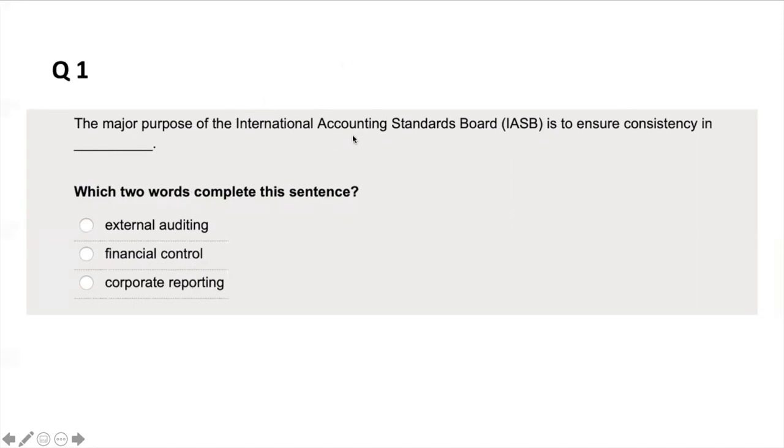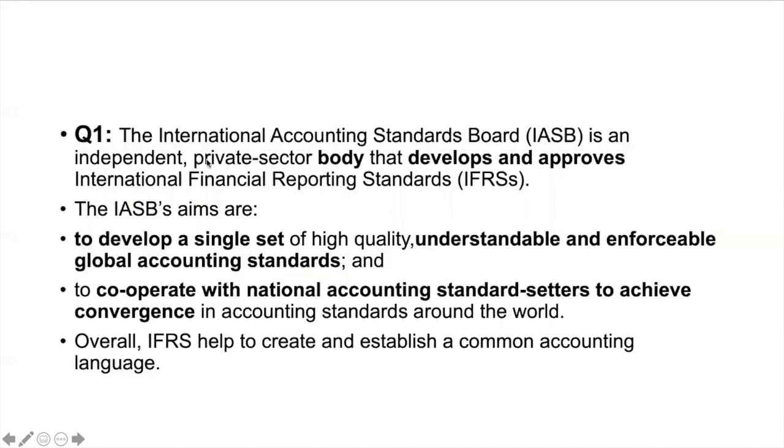Now, to make sure we understand what the Accounting Standards Board does and why it's a very important organization, we need to look at the theory a little bit. So I thought I would add an extra slide here. So here we go. And here's a slide that gives us some information. The International Accounting Standards Board is an independent private sector body that develops and approves international financial reporting standards. Okay, so the board develops and approves them.